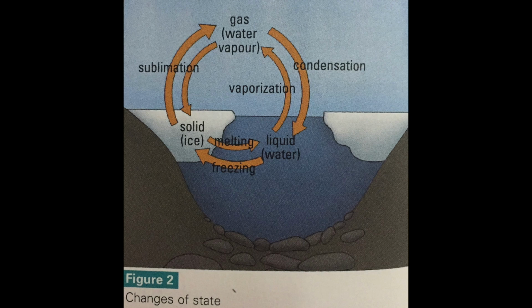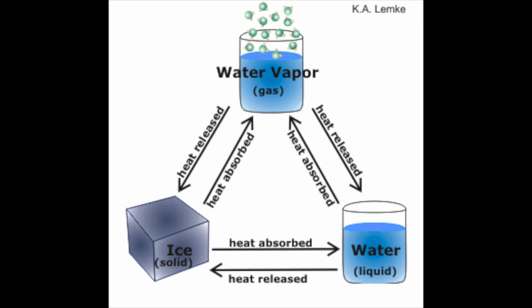Changes of state. You can see how you have the three phases: solid to liquid to gas, and going from gas to liquid is condensation, going from liquid to solid is freezing, the opposite is melting, of course. The opposite of condensation is vaporization, and going from a solid to a gas is sublimation. And don't forget the deposition, which is the opposite of sublimation.